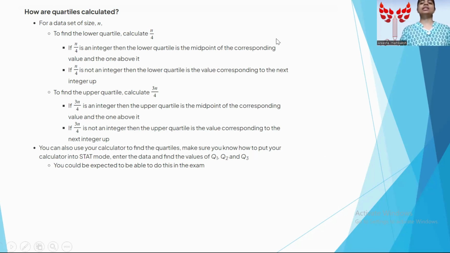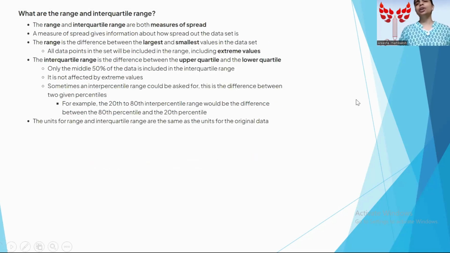And for median, we discussed (n plus 1) upon 2, so you do not need to round it up. For upper and lower quartile, this is what I would tell you. Range is basically the highest minus the lowest value, and interquartile range. Both of them are measures of spread, just like variance and standard deviation. But interquartile range is upper quartile minus lower quartile.